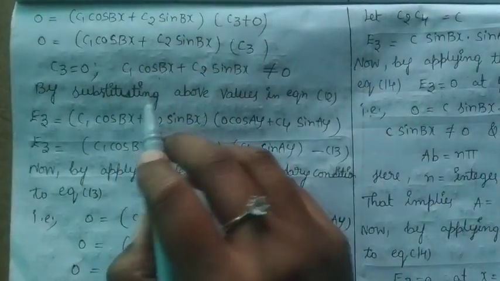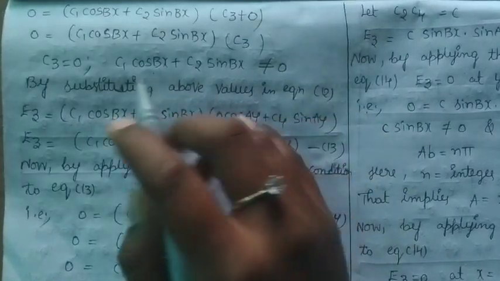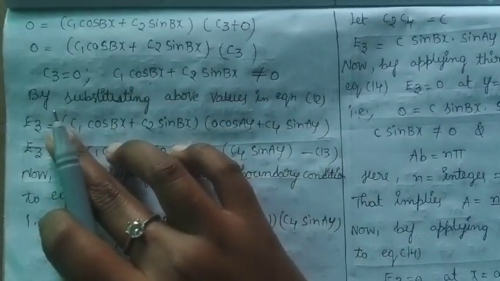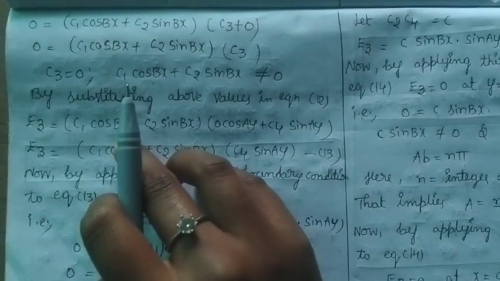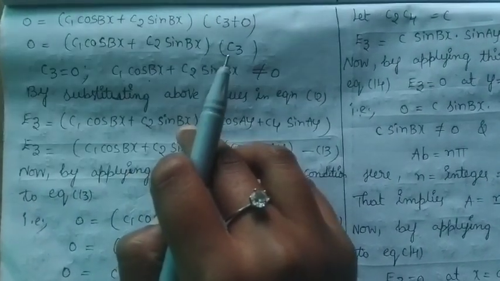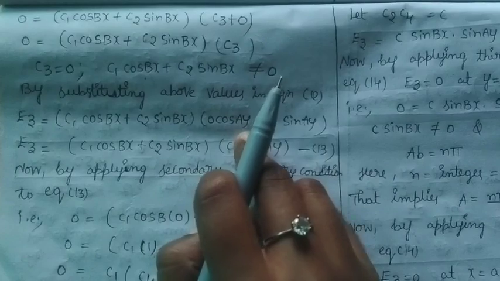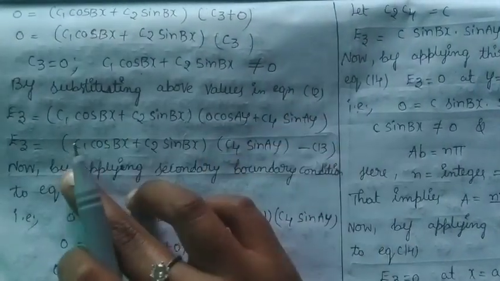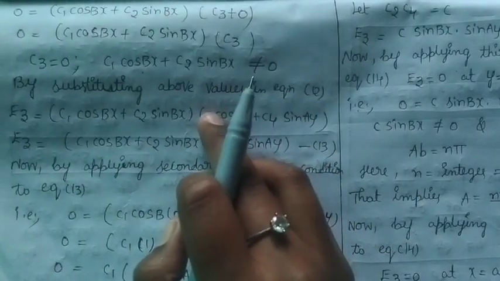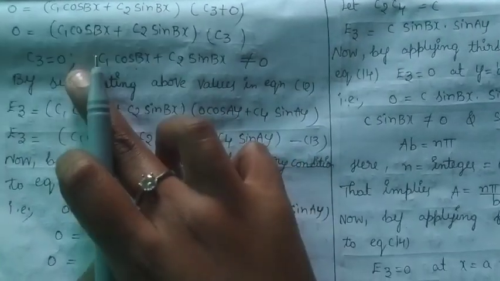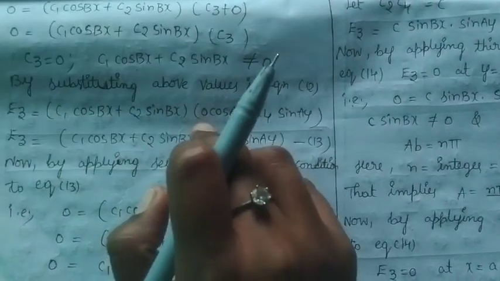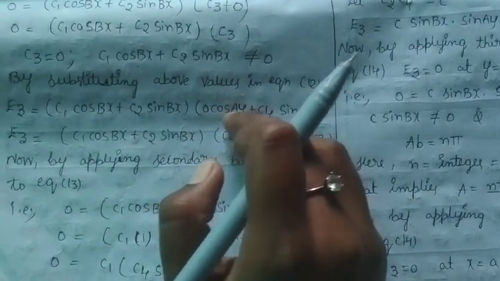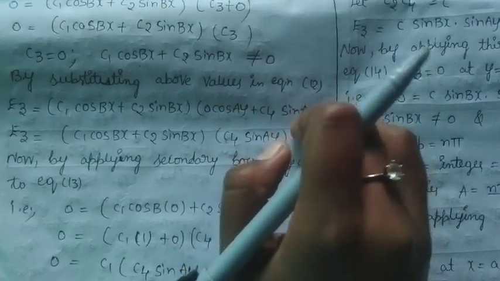By substituting these values in equation 12, we get Ez is equal to (c1 cos bx plus c2 sin bx) into (0 cos ay plus c4 sin ay). Why did we place c3 as 0? Because we assumed that c3 is equal to 0, so in the place of c3 we placed 0 here: 0 cos ay plus c4 sin ay.